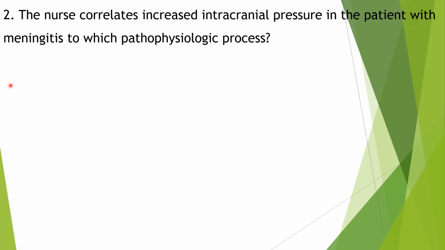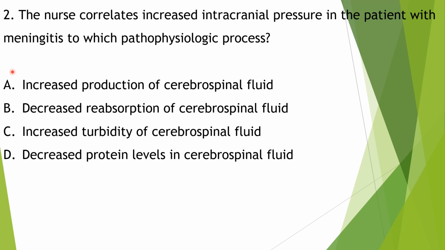The nurse correlates increased ICP in the patient with meningitis to which pathophysiologic process? Increased production of CSF, decreased reabsorption of CSF, increased turbidity of CSF, decreased protein levels in the cerebrospinal fluid.